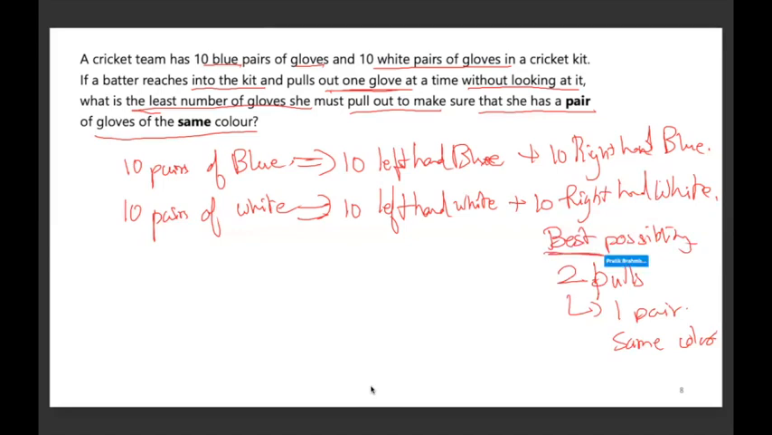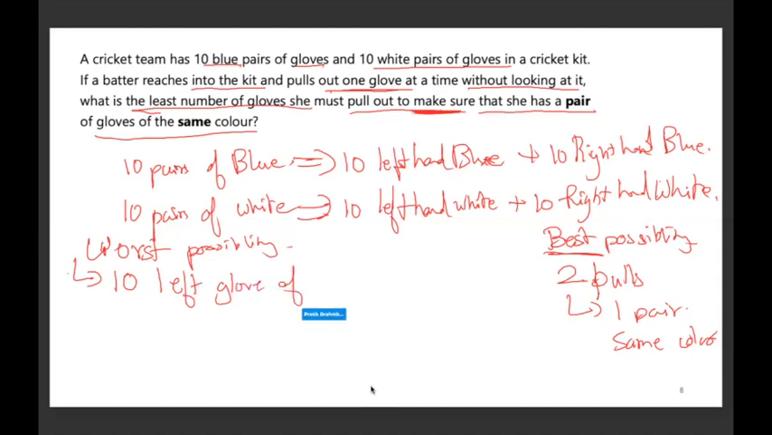That's the best possibility, but we are looking at the least number of pulls that the person has to make to be sure about it, okay? So we need to look not at the best possibility, but the worst possibility. The worst possibility will be when the person in the first 10 pulls brings out all the left gloves of, say, blue color. It can be blue or white, either.